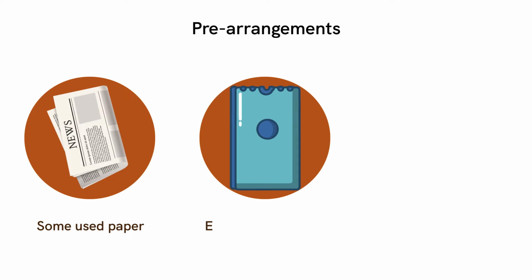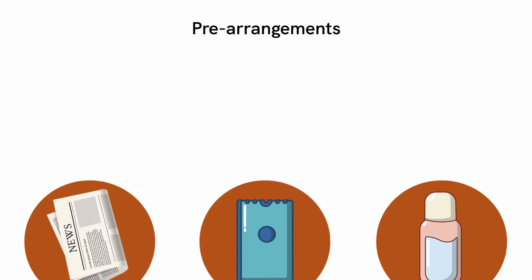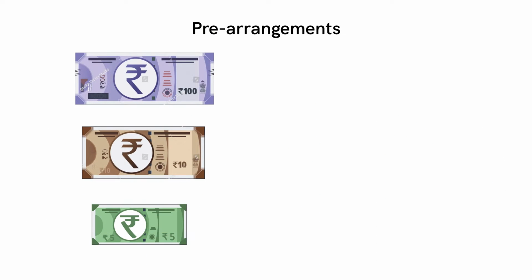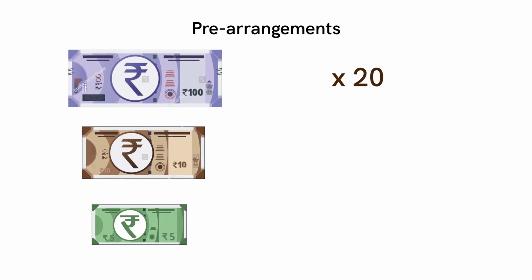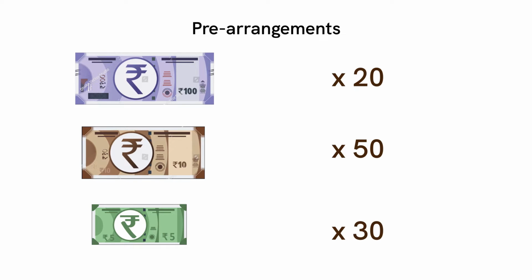using throughout various activities. We will need some used paper, empty wrappers or packaging, and empty bottles. In addition to these, we will need to make some fake currency notes of different denominations from paper. That is, we will need to make 20 of 100 rupees notes, 50 of 10 rupees notes, and 30 of 5 rupees notes. Now that we have everything ready, let's begin.